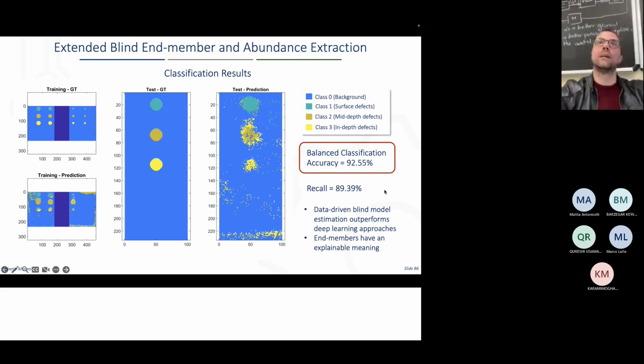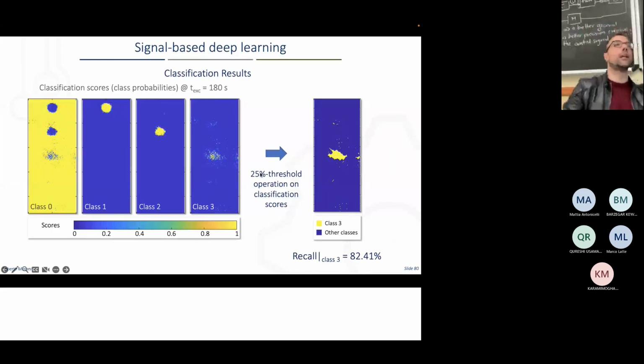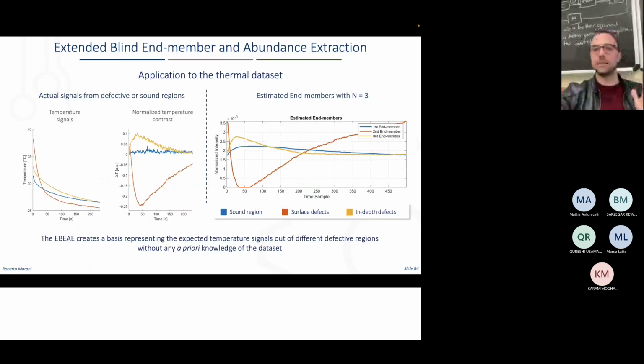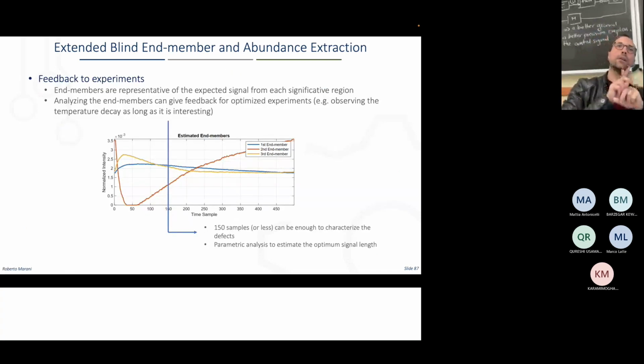Without any morphological filter, without any trick like making a 25% threshold to help the detection of class 3 defects. I'm not doing this. So these are direct results from this model. And there's another point that is very, very important. Once you have your model defined from the data and not from your knowledge or from the theory, you can also give feedback for the experiment.